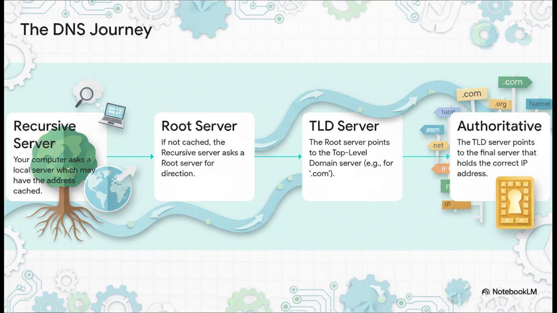Your computer first asks a local server. If that server doesn't know, it asks one of the main root servers for the whole internet. The root server doesn't know the exact address, but it knows who to ask next, like the server in charge of all the .com addresses. That server then points you to the final, authoritative server that has the exact address you need. It's this brilliant cascade that can find any address on the planet in milliseconds.